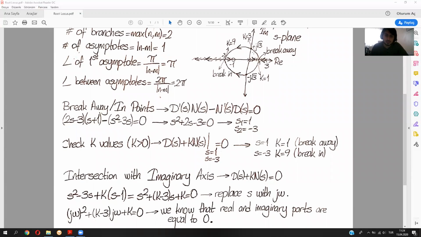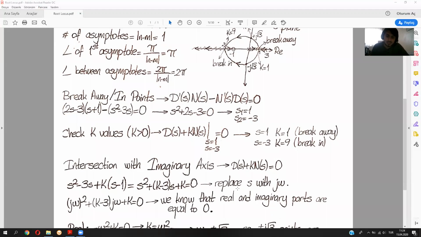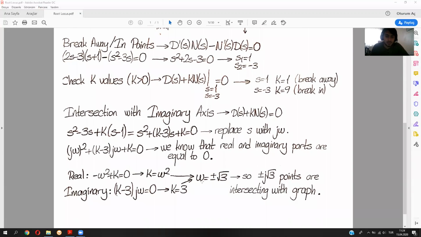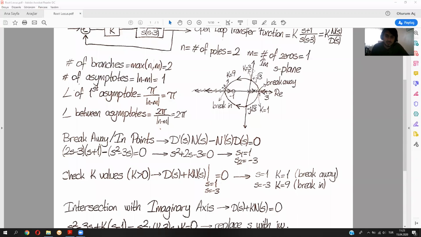And it is important also for the intersection points with the j omega axis or imaginary axis. So we can find this in two different ways. One of them is replacing s with j omega in this equation, or the other way is the Routh-Hurwitz criteria or method. And we can find this omega and k values for this imaginary axis.